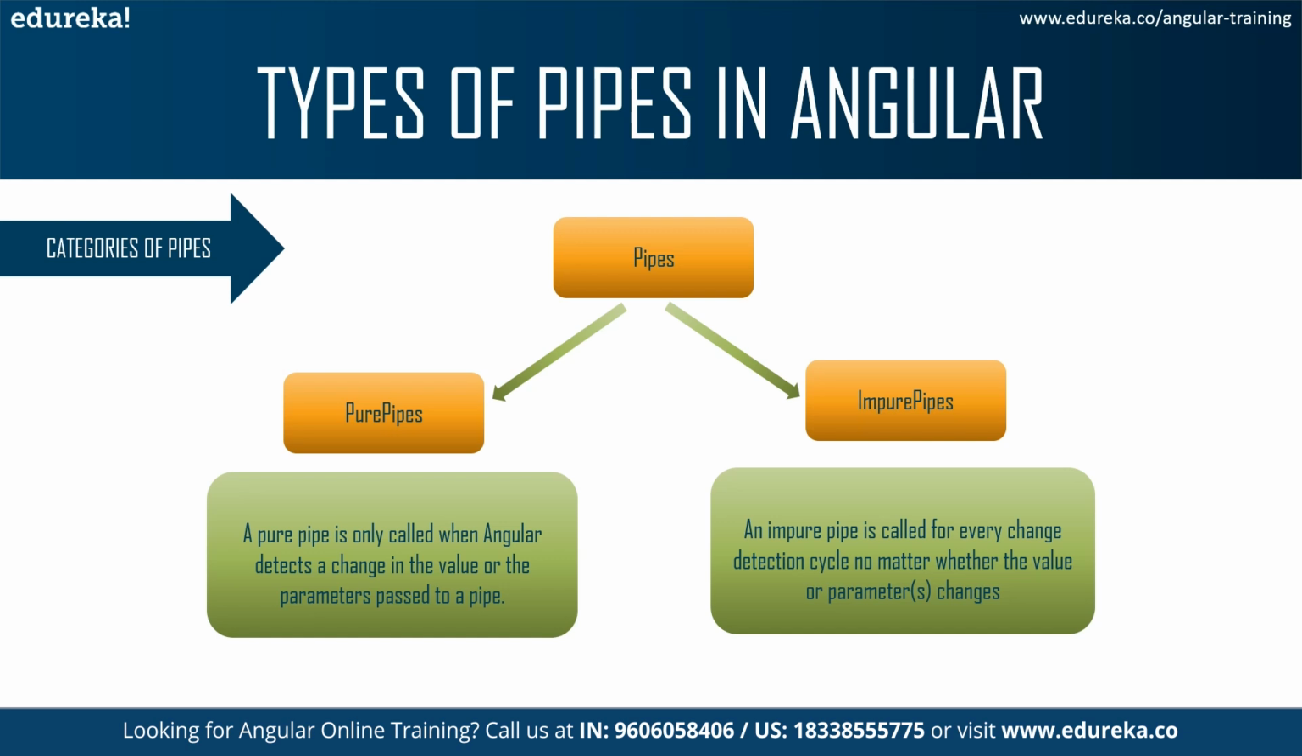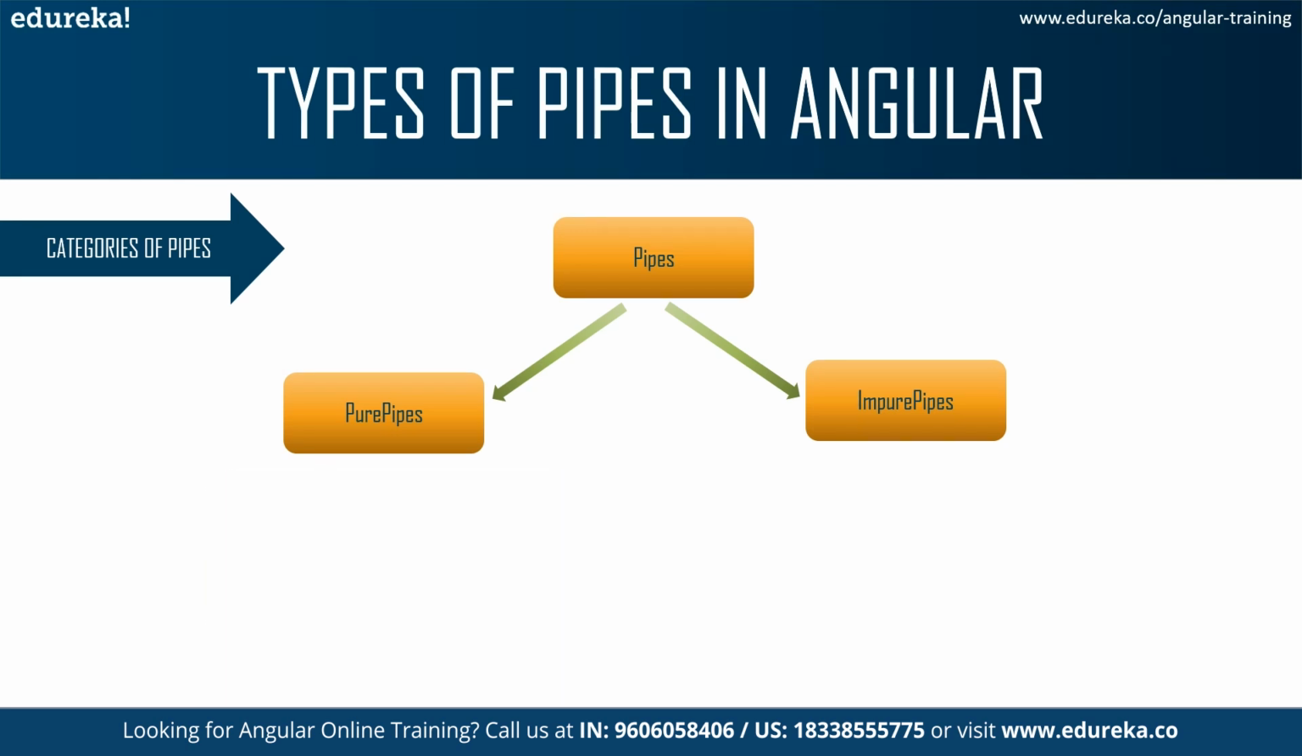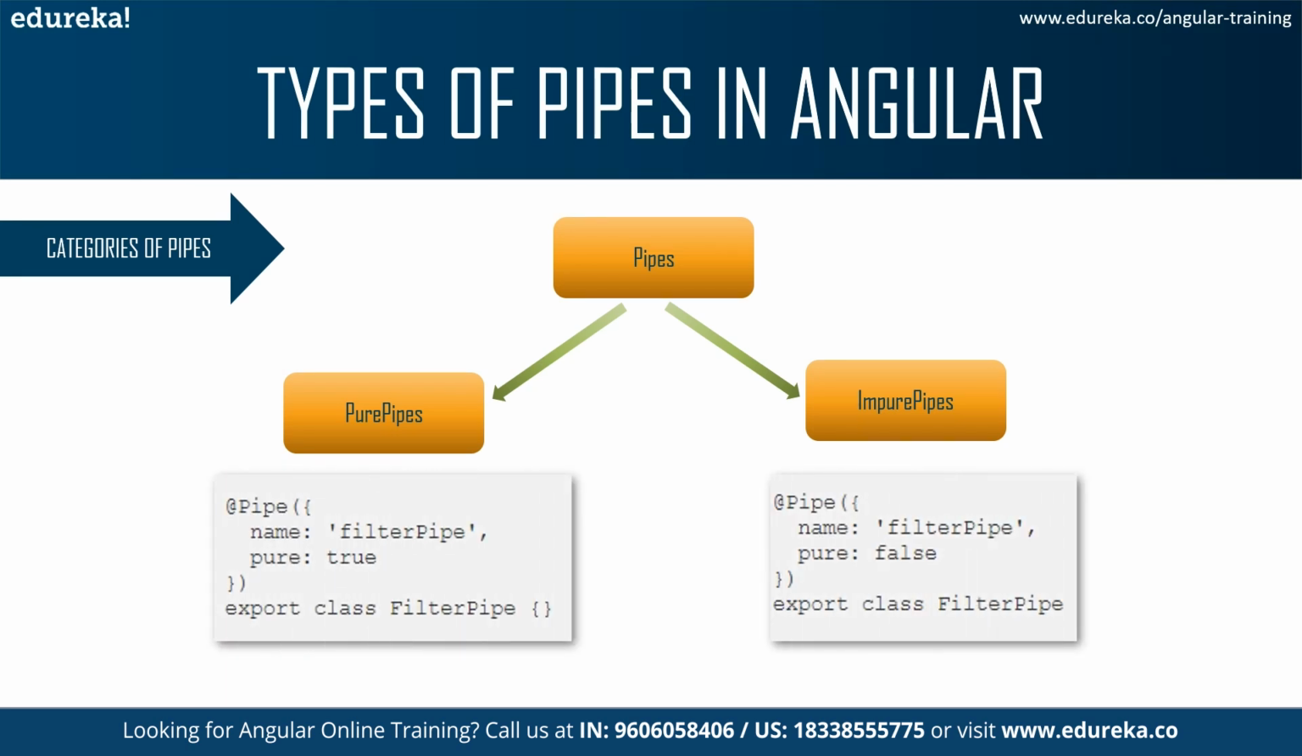Now, each of the pure and impure pipes is recognized by the property in the @Pipe decorator. As you can see here, the pipe decorator will have the values of both pure and impure pipe. In a pure pipe, the pure property is set as true, which you can see on your left-hand side. And in an impure pipe, the pure property has been set as false, which you can see on your right-hand side. Here I might also add that an impure pipe can be converted into a pure pipe, and your guess might also be true that it can easily be converted by changing your property value.